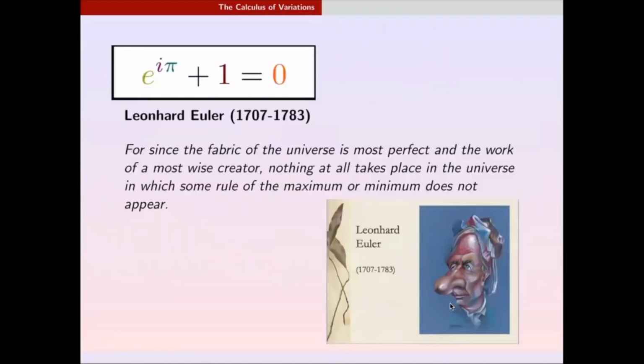Okay, so it was actually Leonhard Euler who, thinking on these concepts of optimality and the calculus of variations, said that since the fabric of the universe is most perfect and the work of a most wise creator, nothing at all takes place in the universe in which some rule of the maximum or the minimum does not appear. So basically, with different words, he was saying that in most processes and phenomena of nature, nature is always choosing configurations that are optimal, right?